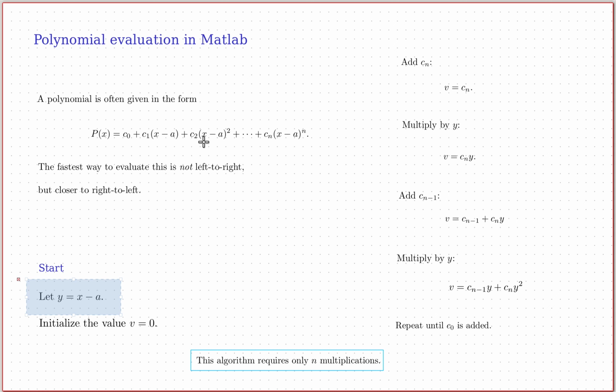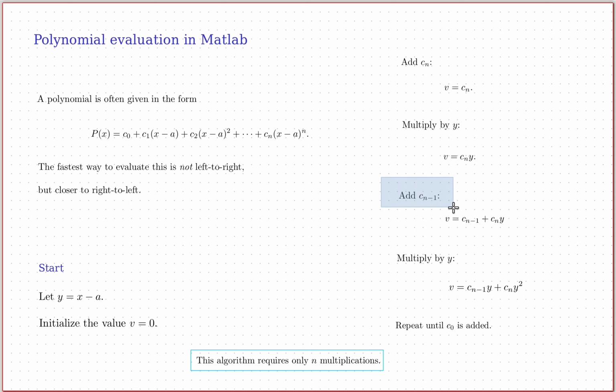Because it's just going to be y, and it's going to be y squared, and this is going to be y to the n, right? Also, we'll initialize the value of the polynomial to 0, and then we'll modify that as we go along through the algorithm. Okay, so first what we do is we add the last c value, cn, to v. So now v is equal to cn. Now we multiply v by y, so we get v equals cn times y. Right? So it's starting to look like at least the last term, except we don't have the correct power yet.